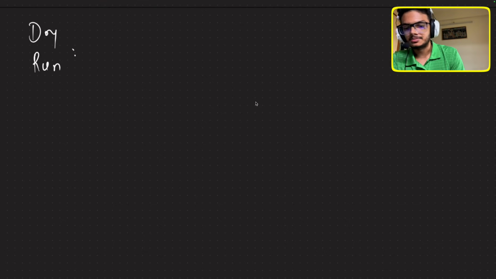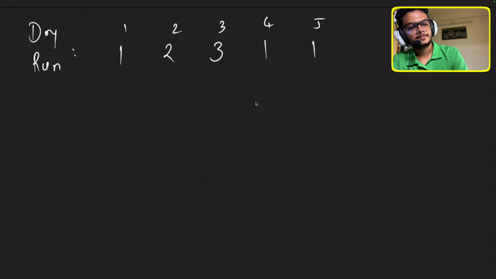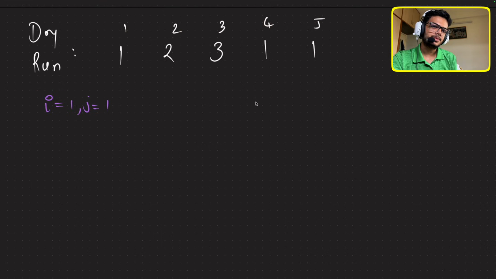So dry run on the same example, right? So 1 2 3 1 1. So the indices were 1 2 3 4 and 5, right? So initially i and j both are 1. So initially we are starting our journey, we are starting our contribution with the first guy, right? We want the contribution from every possible index. We want to find out the valid subarrays ending at every possible index. What is valid? Subarray which has at most k distinct elements. So in this question k was 2, right? So maybe let me write k here. k was 2.